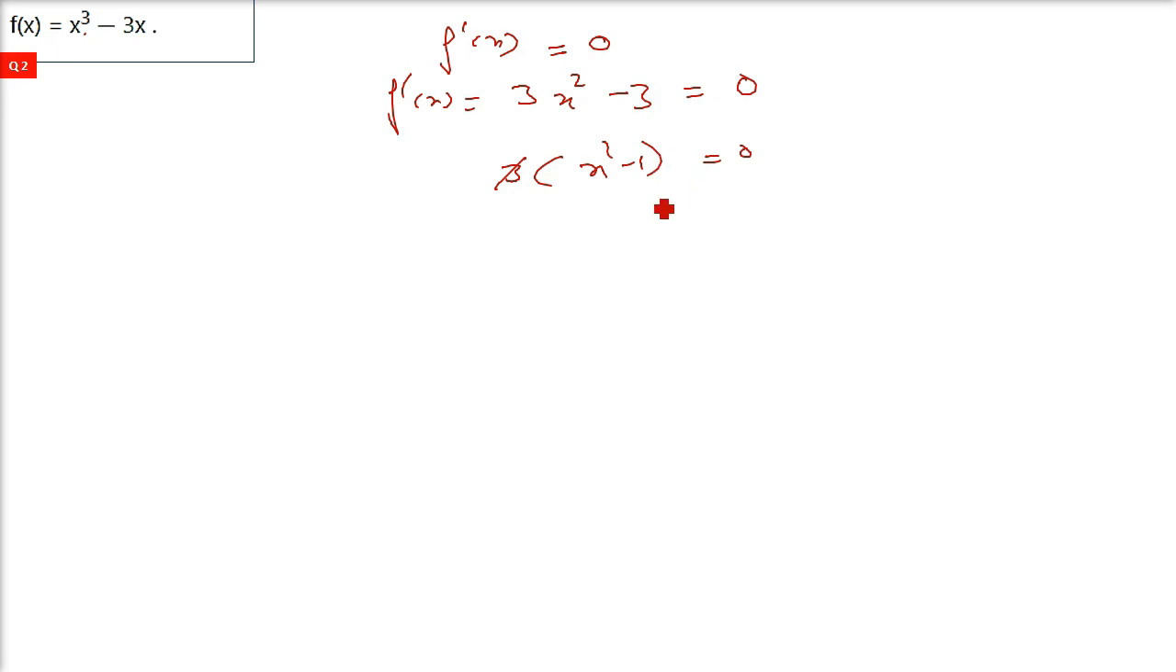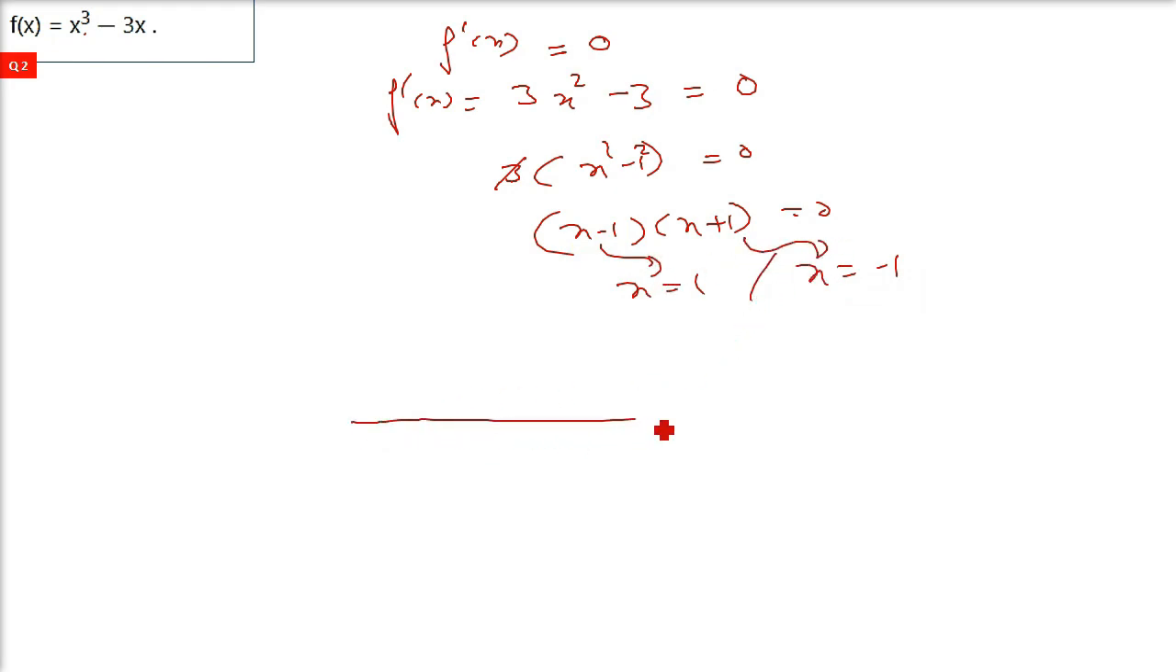So x square minus 1 can be written as x square minus 1 square, which can be written as (x minus 1) into (x plus 1). Because a square minus b square is (a minus b)(a plus b). So x minus 1 equals 0, x equals 1. x plus 1 equals 0, x equals minus 1. So you get 1 and minus 1 as the critical points. The critical points we got when we placed f dash x equals 0 eventually gave us 1 and negative 1. So negative 1 and 1 we have marked on a real number line.